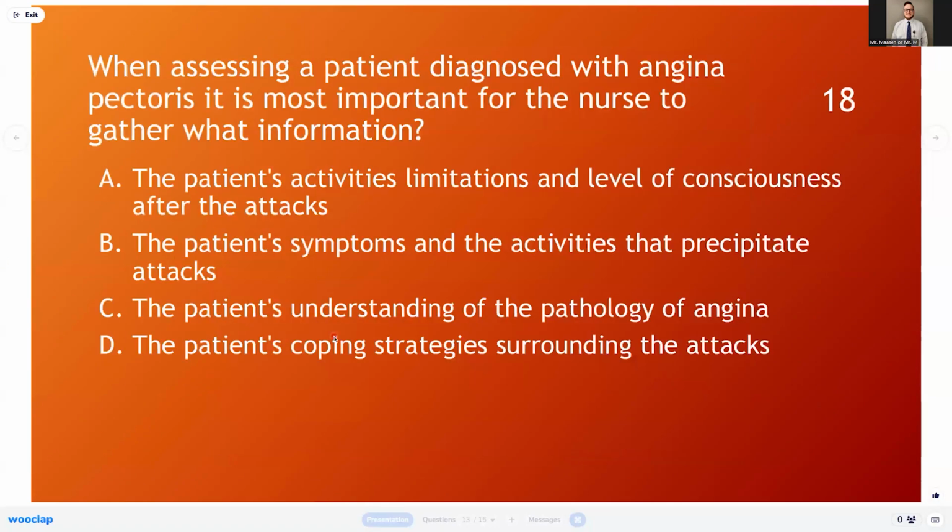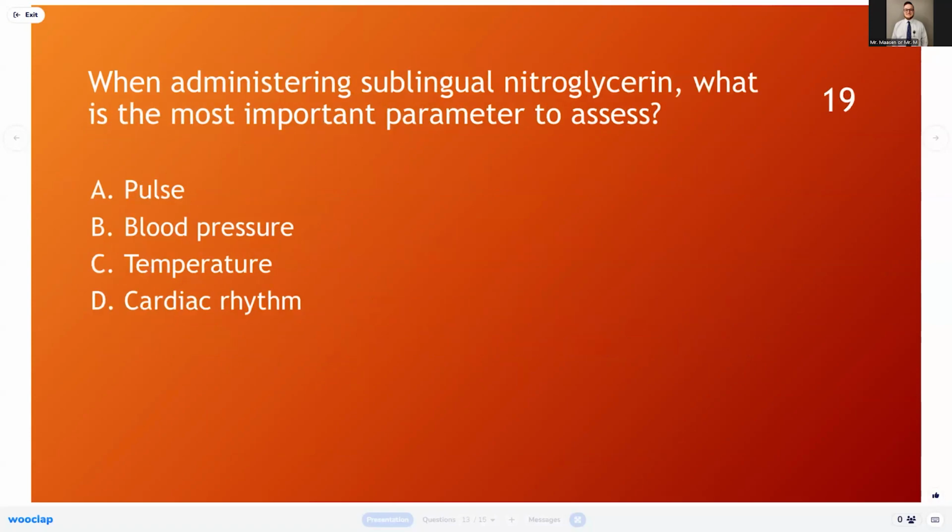If you're assessing a patient that has angina pectoris, they have a history of angina, chest pain, it's important for the nurse to gather what information? So A, B, C, or D. It's kind of a prioritization question. See what you think. If you went with B, the patient's symptoms and the activities that precipitate the attacks, we need to know: is this caused by activity, exertion, stress? What's the causing agent here?